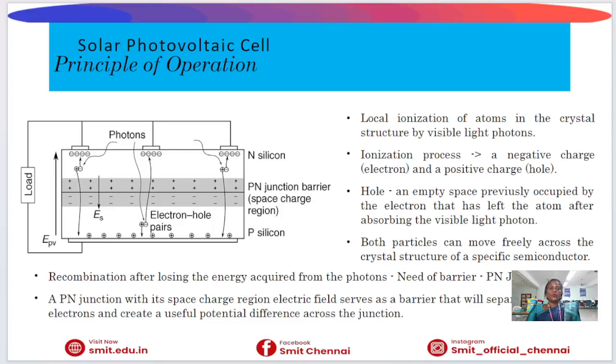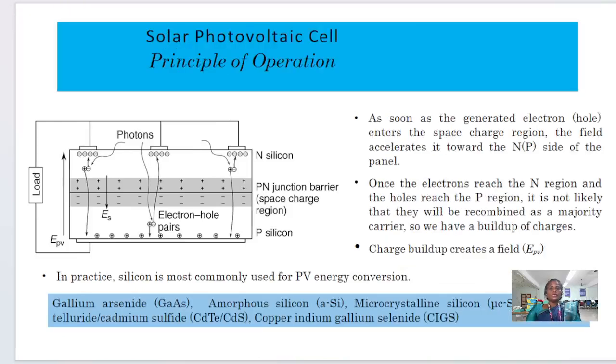To prevent recombination, a PN junction is used. The electric field in the depletion region separates the electrons and holes, creating a useful voltage across the junction. As the generated electrons and holes enter the depletion region, the electric field forces electrons toward the N-type region and holes toward the P-type region. Since they become majority carriers in their respective regions, recombination is minimized. This leads to the accumulation of charges and the development of a photovoltaic electric field.